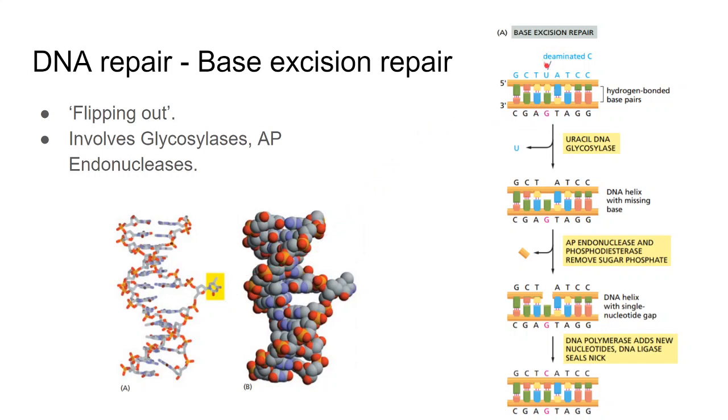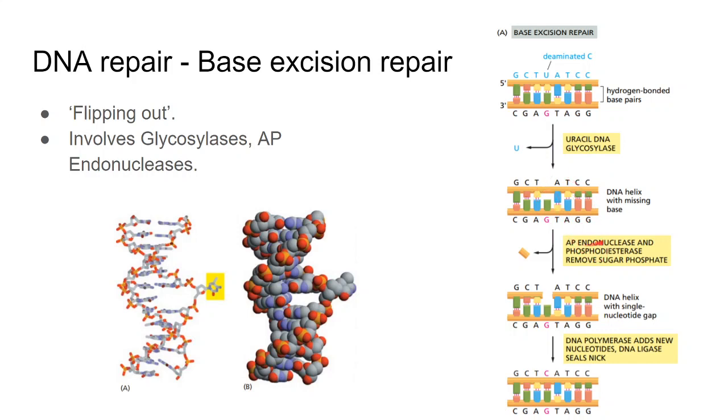Now, once you have deamination of cytosine, you form a uracil. And uracil does not base pair properly with G. So uracil DNA glycosylase, the first enzyme, glycosylase, is the one that does the flipping out and checking. Glycosylase will flip out this nucleotide, check and see, oh, it's a uracil. It's not supposed to exist in the DNA. It will remove the uracil. Now you have a DNA helix which is missing one base.